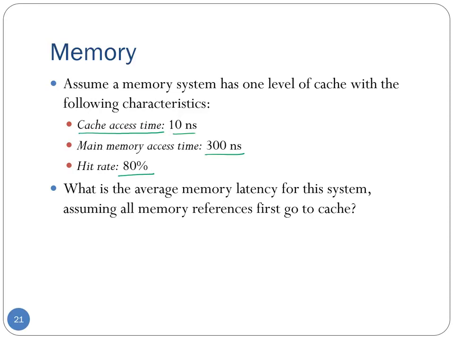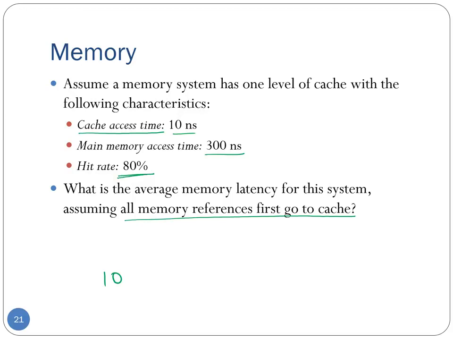Right, so recall that this is once again a weighted average problem. And also notice that we are assuming that all memory references first go to the cache, right? So whether it's a hit or a miss, it will first check the cache. All right, so assuming that the memory access is returned from the cache, right? So that will take 10 nanoseconds, right? If it is found in the cache. So what is the probability of this happening?